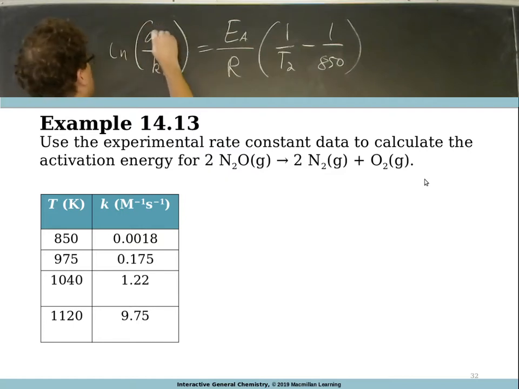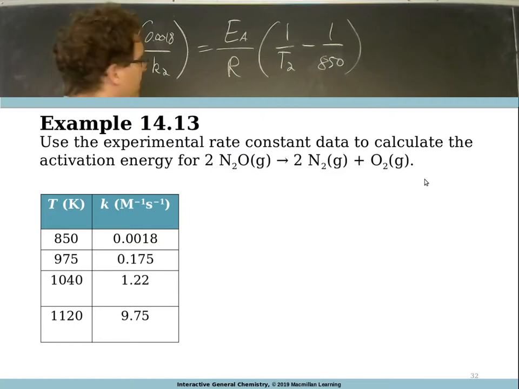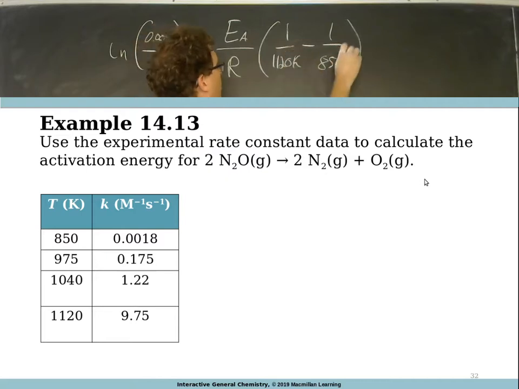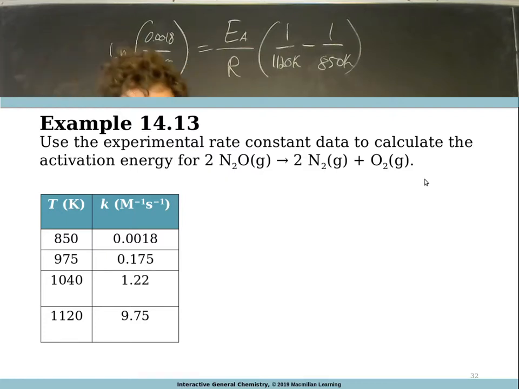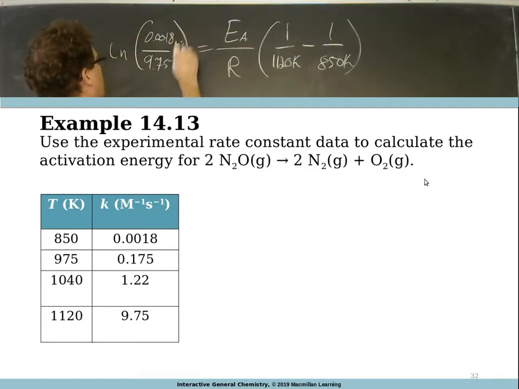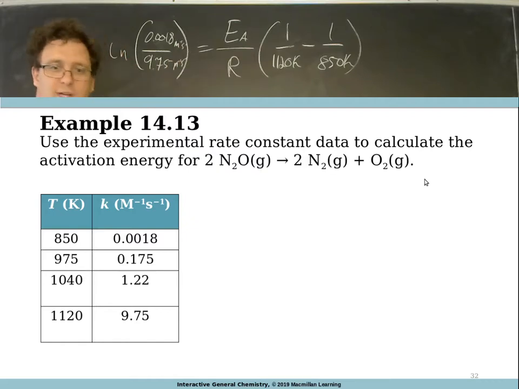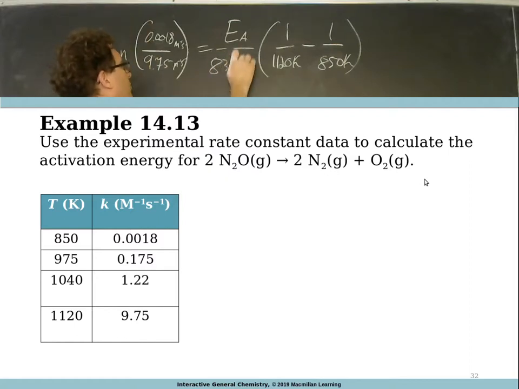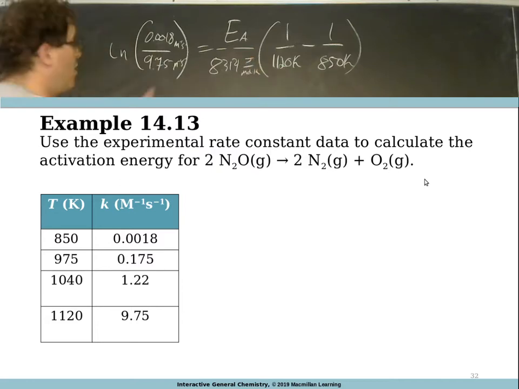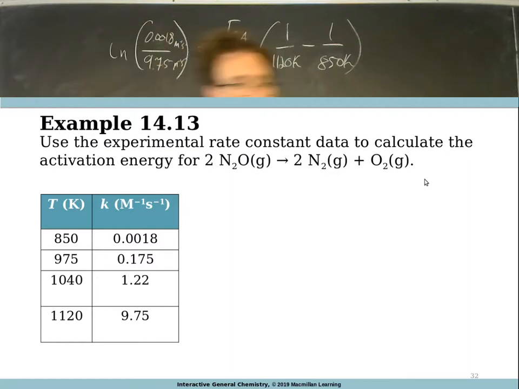0.0018. And then T2 will be 1120 Kelvin, and K2 is going to be 9.75. And those are inverse molar, inverse seconds. That, by the way, tells you that it is a second order reaction. And then what's the value for R? 8.314 joules per mole Kelvin. Okay, now we have everything we need to solve for that activation energy.